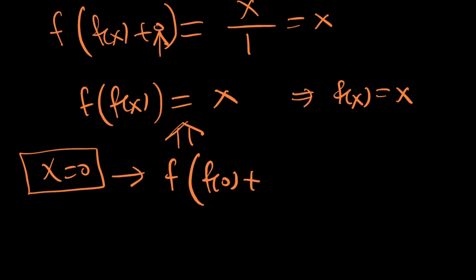f of 0 plus y equals 0 divided by... We don't care what it is, right? It's just 1. But it's 0 at the end. But you have to be careful. You don't want to do 0 over 0. No, it's not 1. It's not undefined either.